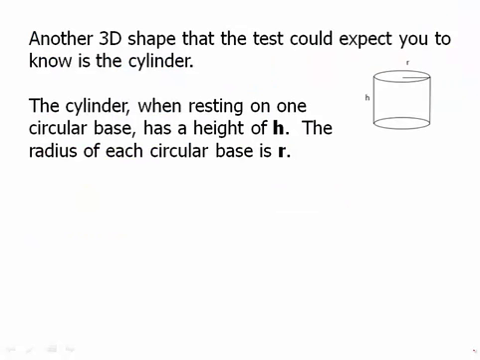Another 3D shape that the test could expect you to know is the cylinder. The cylinder, when resting on the circular base, has a height of h. The radius of each circular base is r. So there are 2 congruent circles at the top and the bottom, and then this curved side connecting them. That's a cylinder.